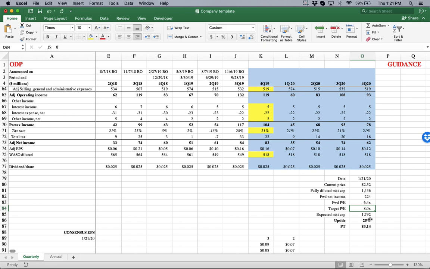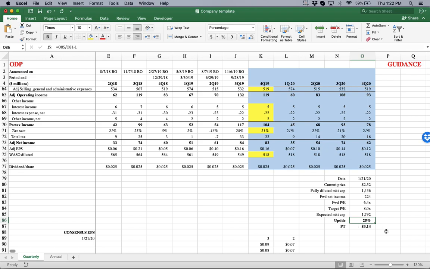And so then to come up with your price target, what you would do is come up with a target PE, which you think the company should trade at. So we'll have 8 here, for example. And then using the target PE and the forward net income, you would calculate your expected market cap. And so we get 1.792 billion. So this represents 25% upside from our current fully diluted market cap, which gives us a price target of $3.14 per share.